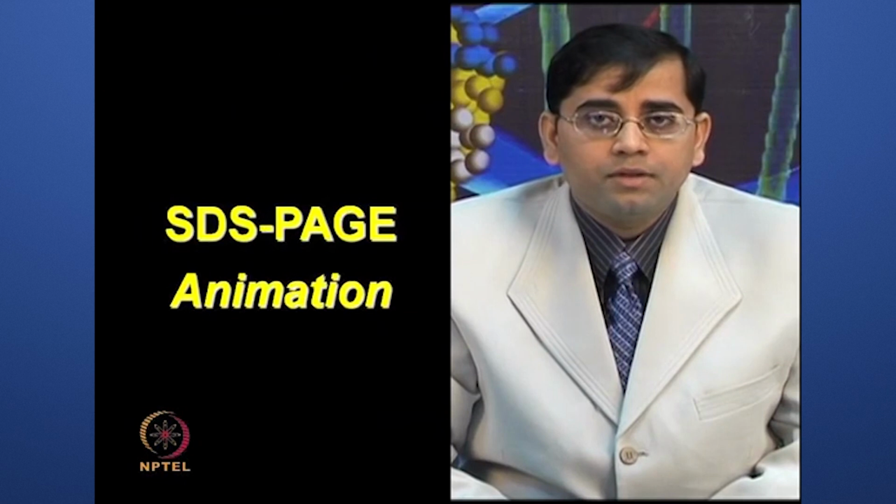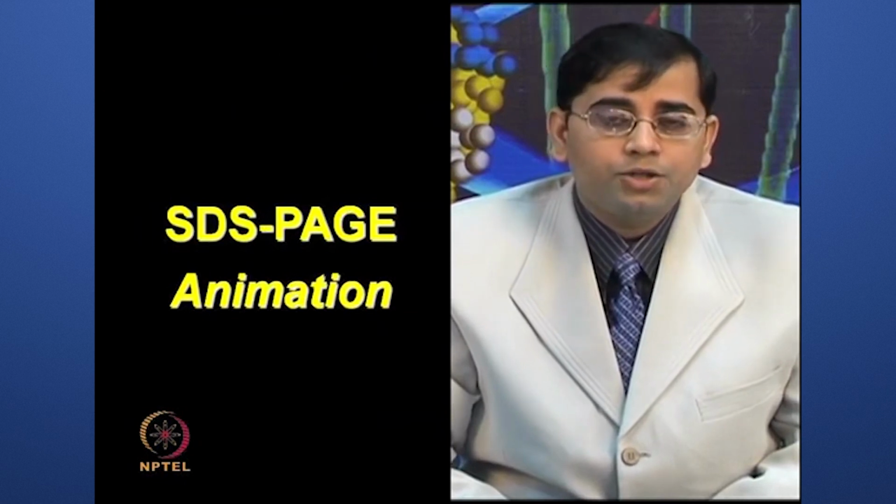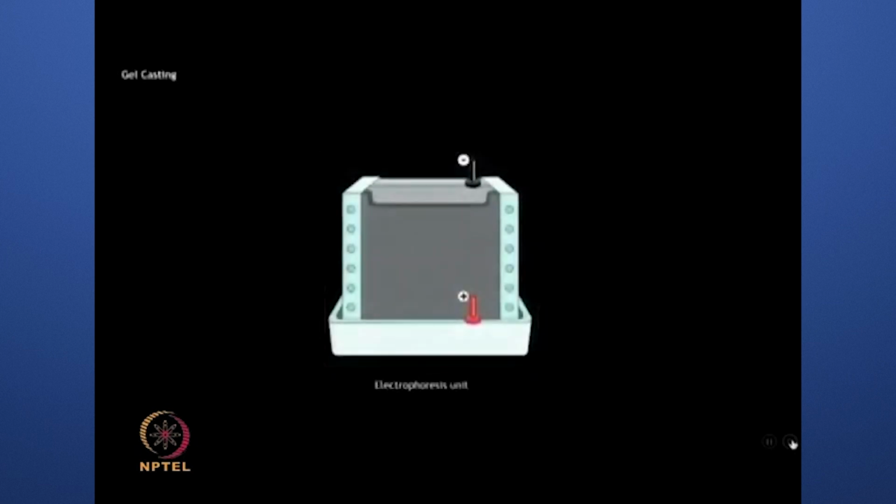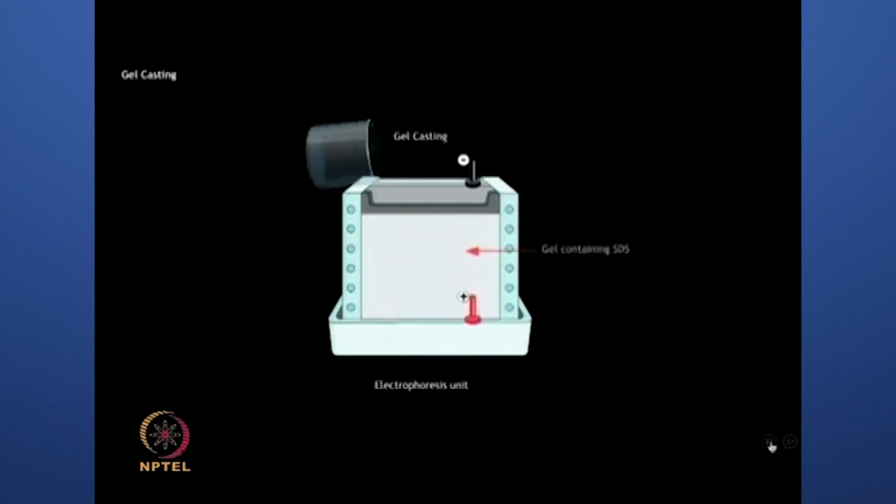I will now describe the animation and show you the steps involved in SDS PAGE. Sodium dodecyl sulfate polyacrylamide gel electrophoresis, SDS PAGE. In this animation you will see various steps involved in separating proteins based on their molecular weight. First of all, the polyacrylamide gel containing SDS is cast between glass plates as a vertical slab in the same buffer that is used for electrophoresis.